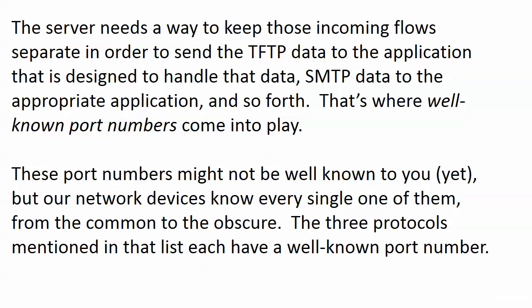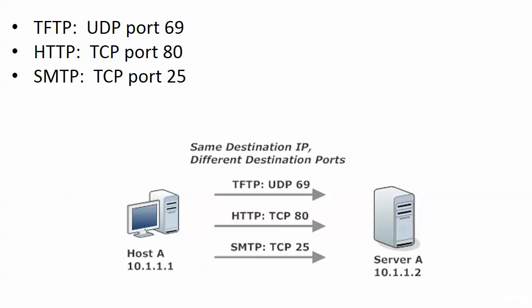Now, well-known, of course, that's a pretty relative term, and they may not be well-known to you yet, and you're not expected to memorize all of the hundreds that exist. But our network devices know all of them, from the common to the obscure. And the 3 protocols that were mentioned in that previous screen each have a well-known port number of their own. TFTP always runs on UDP port 69. HTTP always runs on TCP port 80. SMTP always runs on TCP port 25.